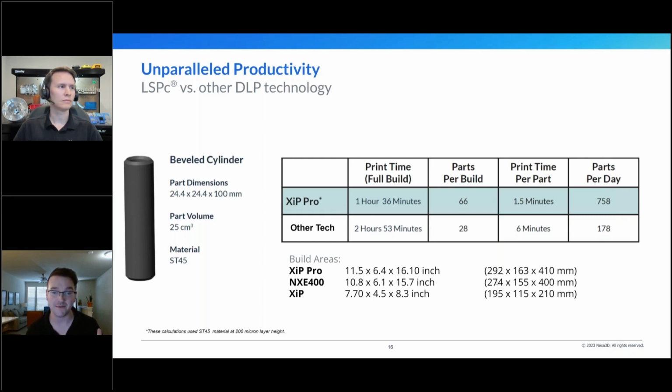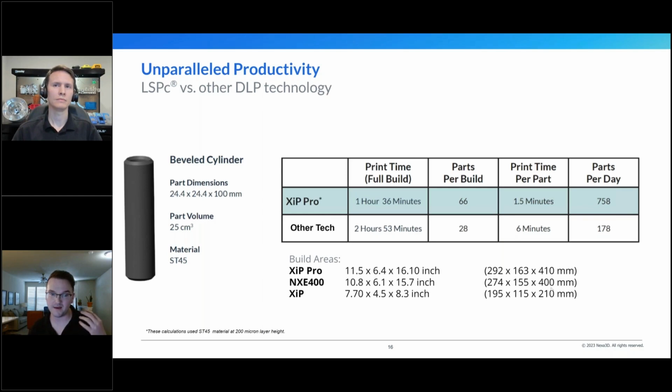That results in a print time of roughly 1.5 minutes per part. And if you look at multiple turnovers per day, and that's what Greg was alluding to earlier, where you can really count on getting multiple prints out per day without affecting your lead times, this results in 758 parts per day just off of one platform. To put that into perspective, utilizing other technology on a DLP printer, that would take almost 3 hours to print. You could fit a maximum of 28 parts on that XY build plane, resulting in part production of 6 minutes per part and only 178 parts per day. And that's where, again, when we look at moving into higher volumes, you have to have that scalability.